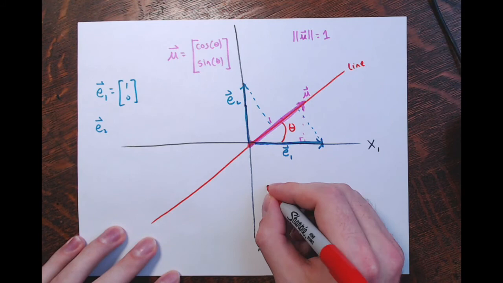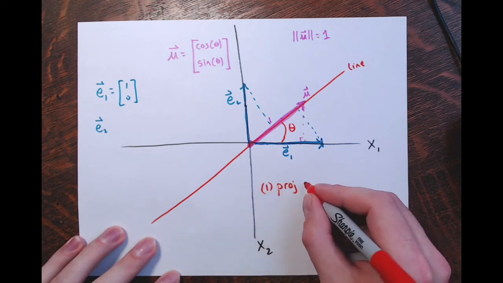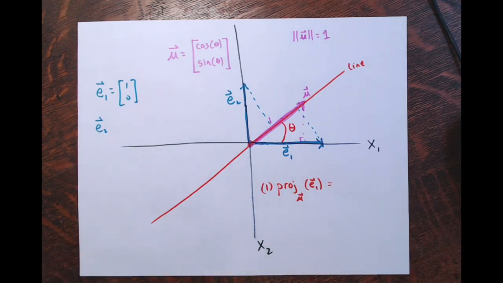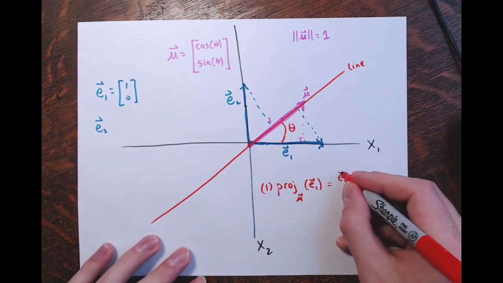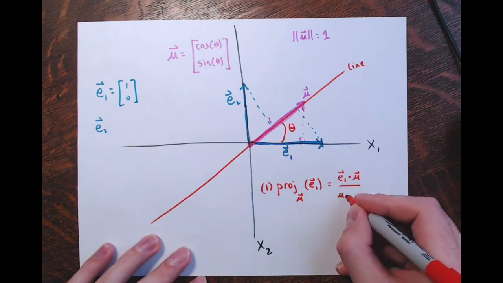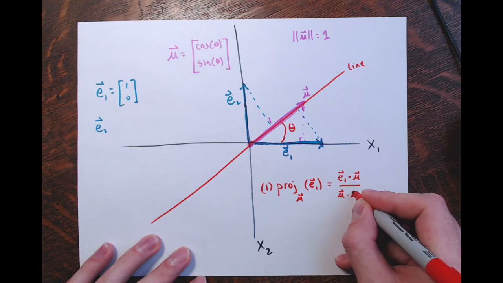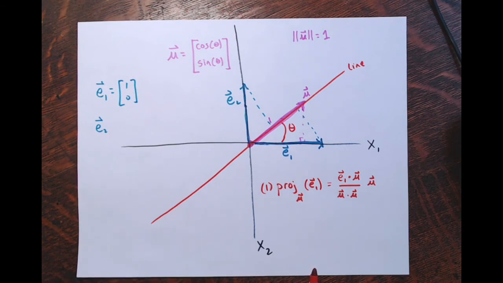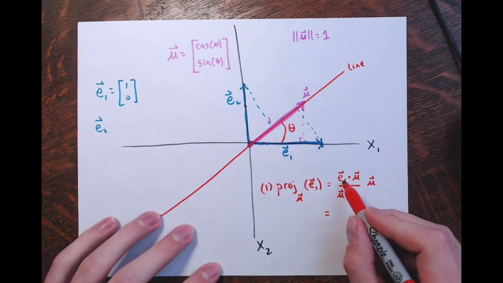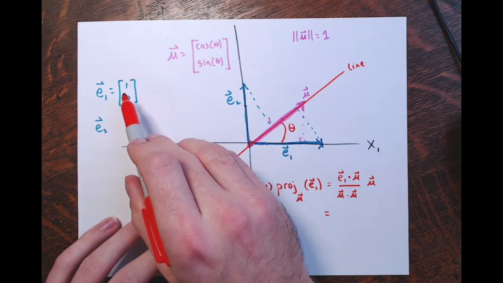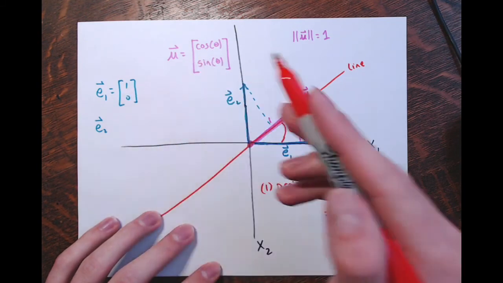So what's the projection of E1 onto U? Remember how this goes. Hopefully you remember vector projections. This was E1 dot U divided by U dot U and then times U. Now, E1 dot U. When I dot these, you just do 1 times cosine plus 0 times sine. That's just cosine theta.